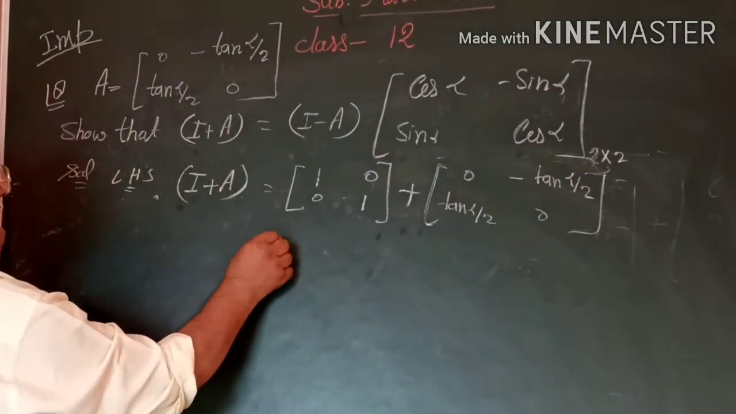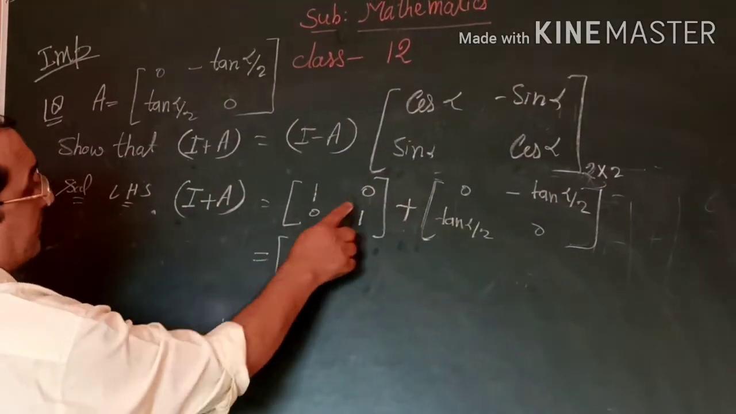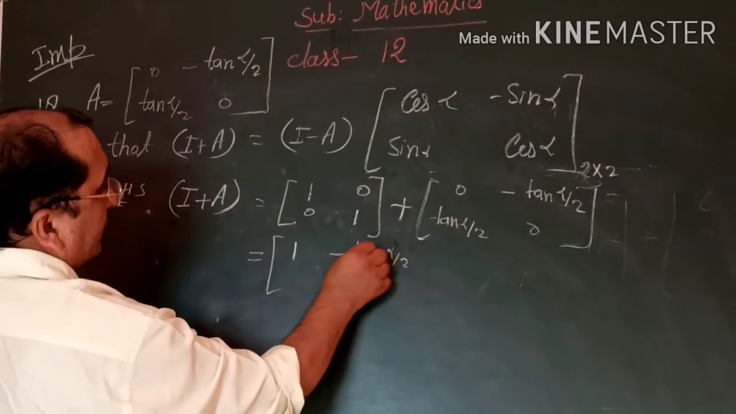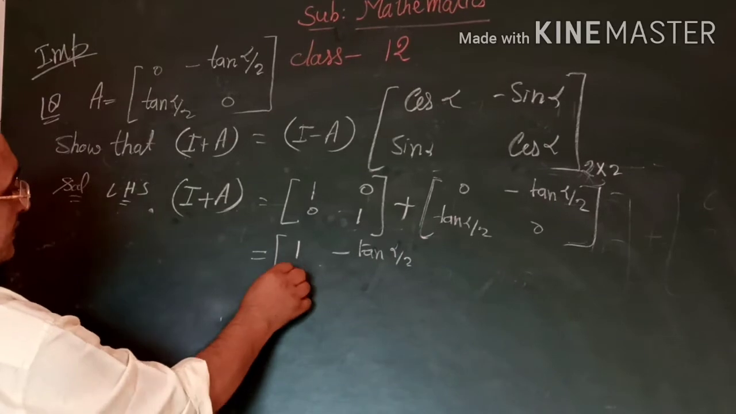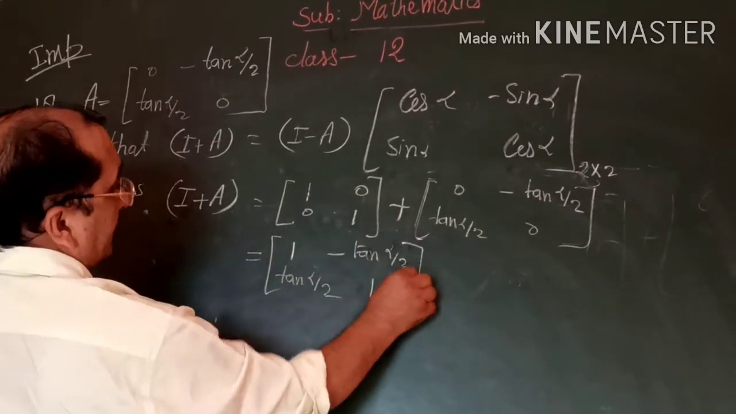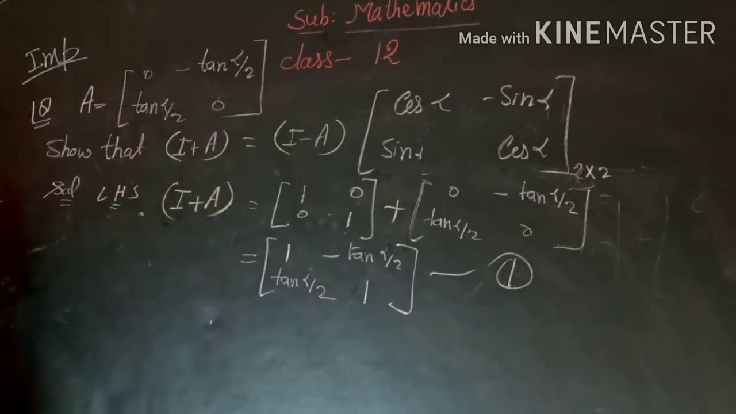We can add both of them. 1 will come, 0 minus tan(alpha/2) will come, 0 plus tan(alpha/2) will come, and 1. This is the first equation.